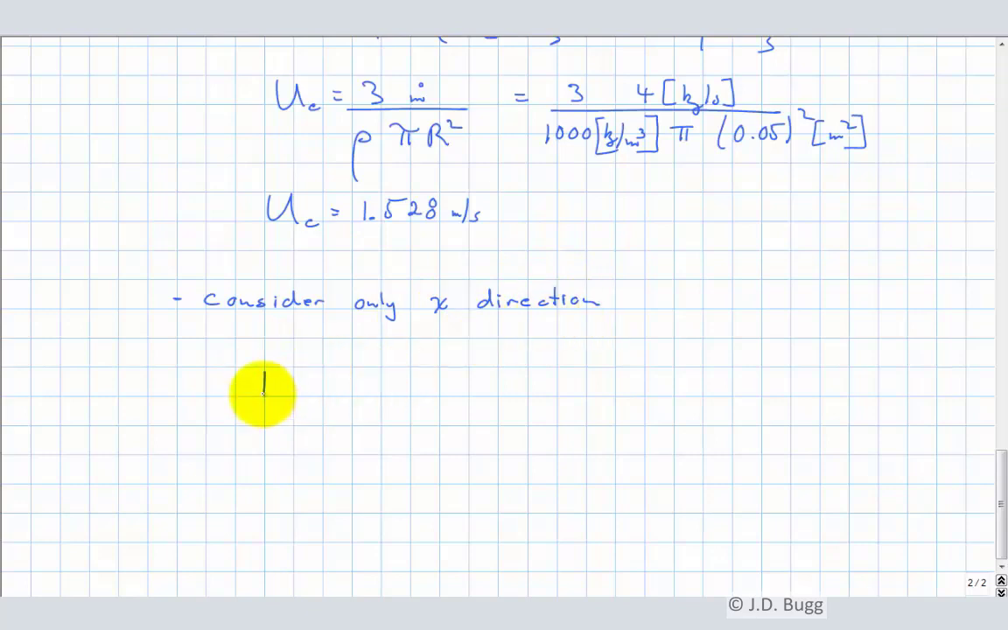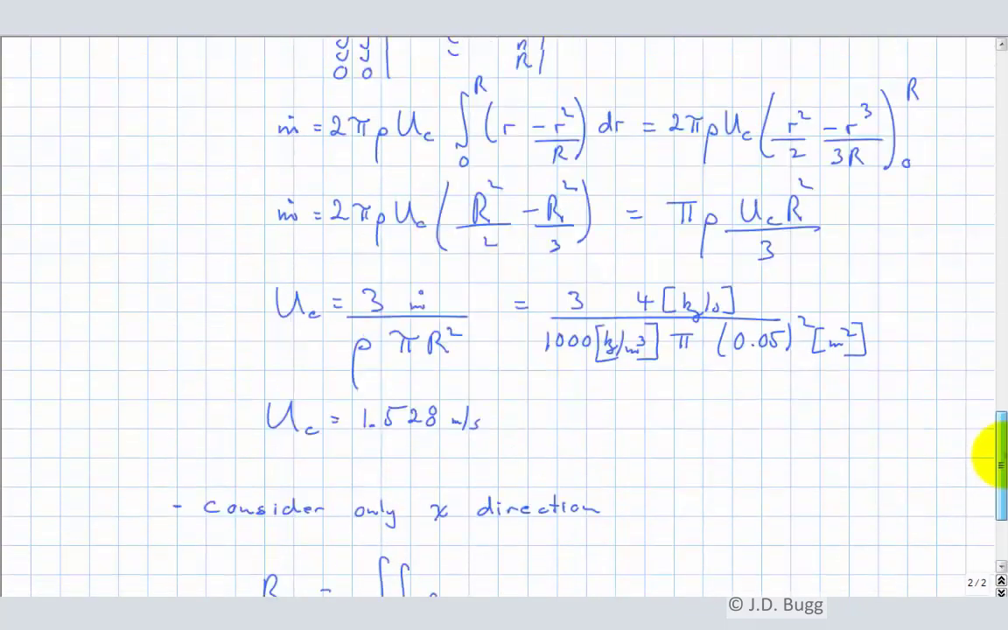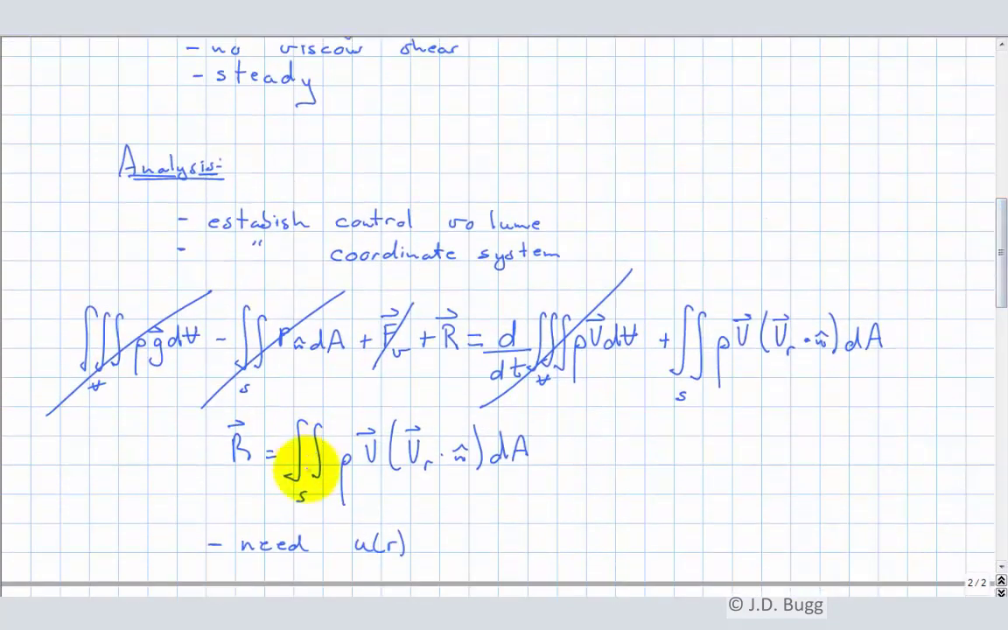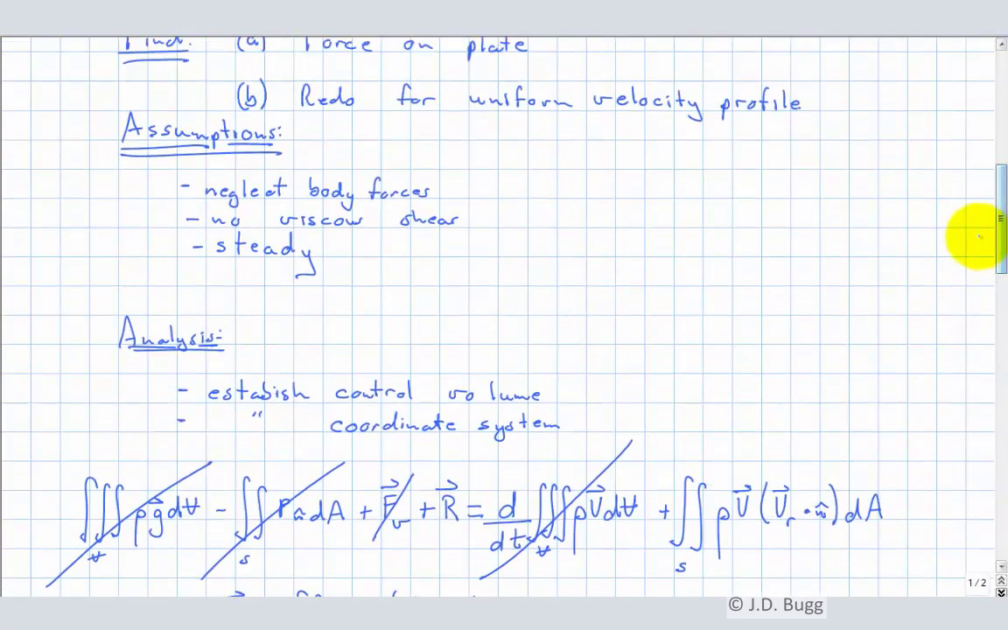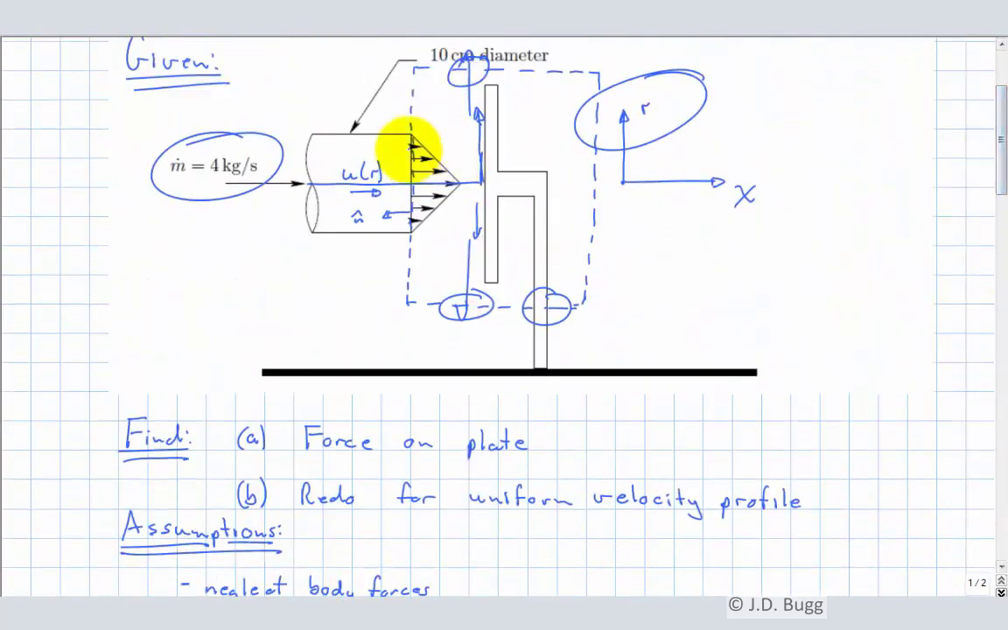So in the x direction, this becomes reaction in the x direction. So this is the x component of the reaction. So we have an integral over the surface of density. Now, here's where I want to go back and look at the general equation. So notice we have a velocity here and a V dot N here. Well, the velocity is just this, because we're looking in the x direction, and that is purely in the x direction if we look at our diagram. So that's just in the x direction.